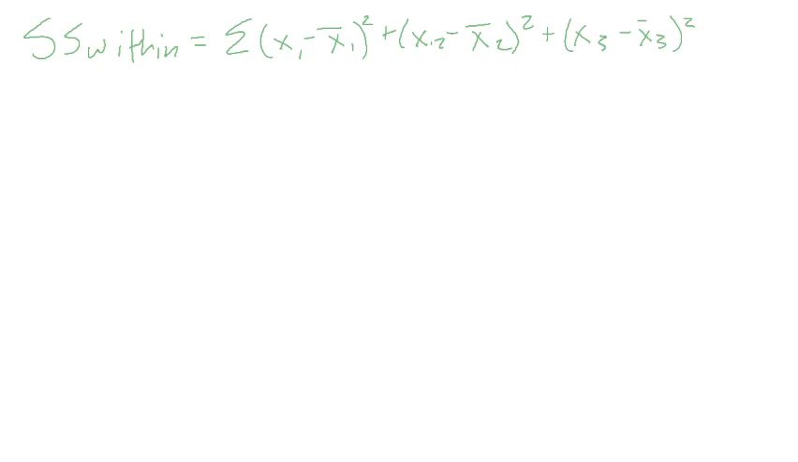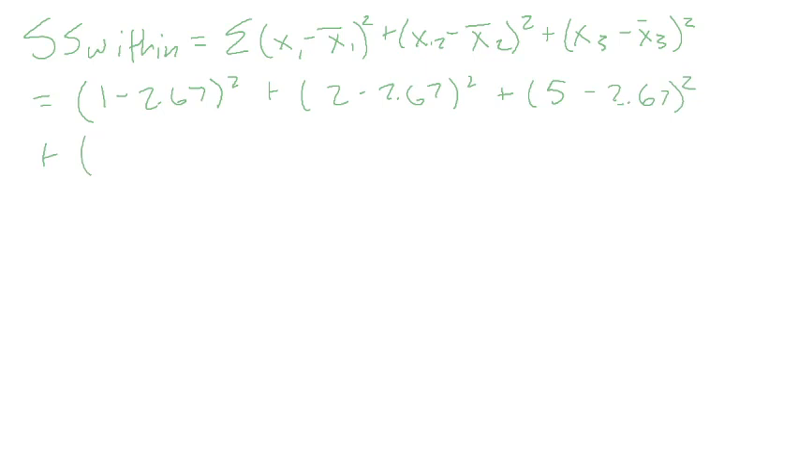So the scores in the first group are 1, 2, and 5. And we have a mean in the first group of 2.67. So I would go ahead and take that first score, 1 minus 2.67 squared, plus 2 minus 2.67 squared, plus 5 minus 2.67 squared. That's our unemployed person that's very satisfied with being unemployed. So the second group has the same mean. Its mean is also 2.67. So we have a score of 2, a score of 4, and a score of 2.